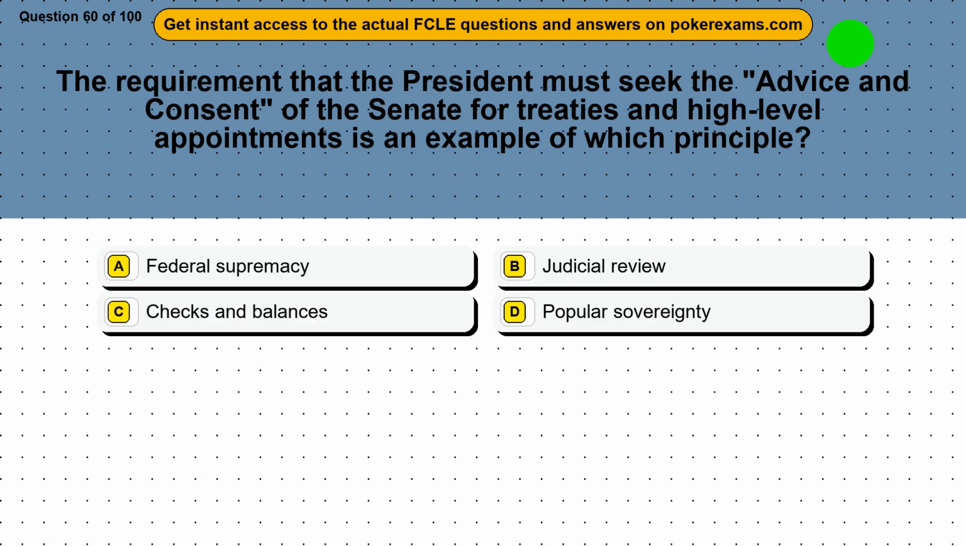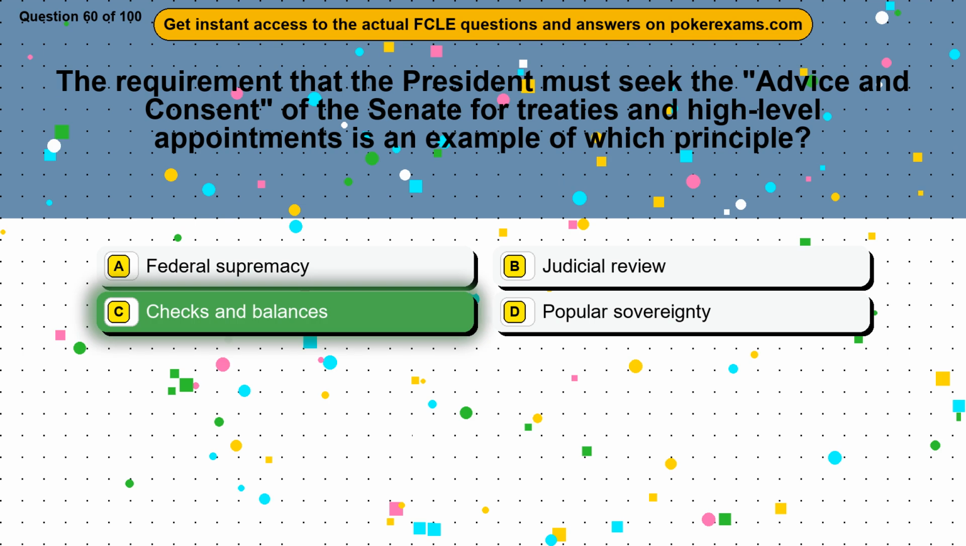Question 60. The requirement that the President must seek the advice and consent of the Senate for treaties and high-level appointments is an example of which principle? Option A, federal supremacy. Option B, judicial review. Option C, checks and balances. Option D, popular sovereignty. The correct answer is option C, checks and balances.